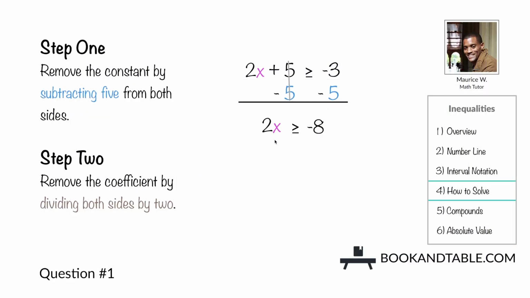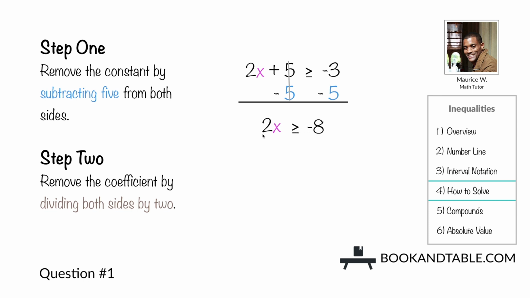Okay, so question number 1. 2x plus 5 is greater than or equal to negative 3. So step 1, remove the constant by subtracting 5 from both sides. Positive 5 and negative 5 cancel each other out. Since we subtract 5 on the left side, we keep the inequality balanced by subtracting 5 on the right side. That leaves us with 2x on the left side. Negative 3 minus 5 leaves us with negative 8 on the right side.